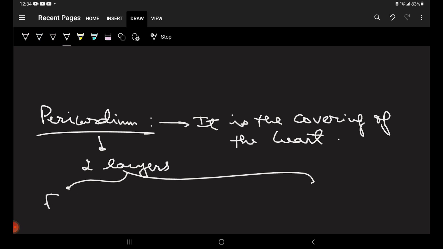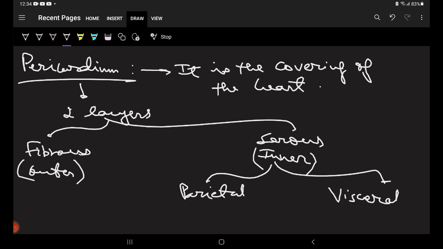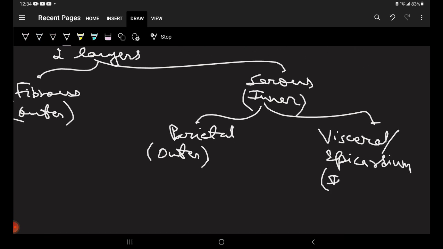What are those two layers? Fibrous and serous. Fibrous is the outermost layer, and serous is the inner layer. Serous is further made up of two layers: parietal and visceral. Parietal is the outer layer, and the visceral layer, which is also called epicardium, is the inner layer. In between the parietal and visceral serous layers, there is a cavity called the pericardial cavity.